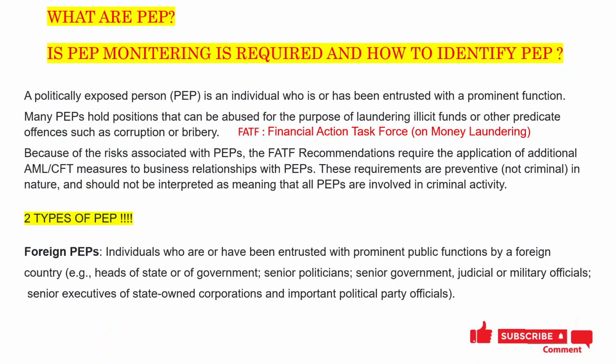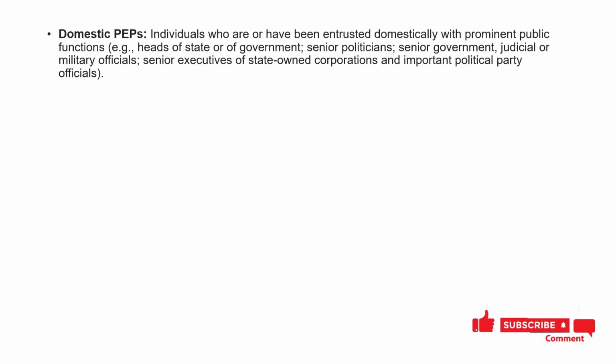One is foreign PEP: individuals who are or have been entrusted with prominent public functions by foreign countries, which includes heads of state or government, senior politicians, senior government, judicial or military officials, senior executives of state corporations, and important political officials. The second type is domestic PEP: individuals who are or have been entrusted domestically with prominent public functions, for example head of state or government, senior politicians, senior government, judicial or military officials, senior executives of state corporations, and political party officials.